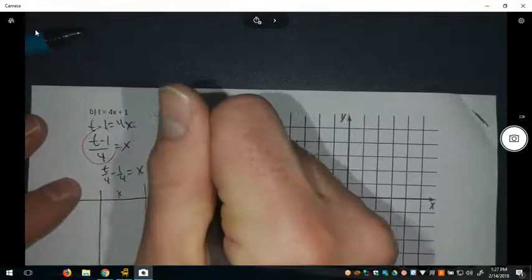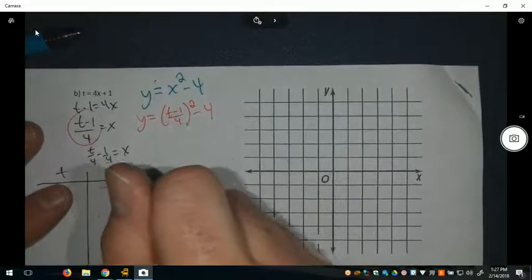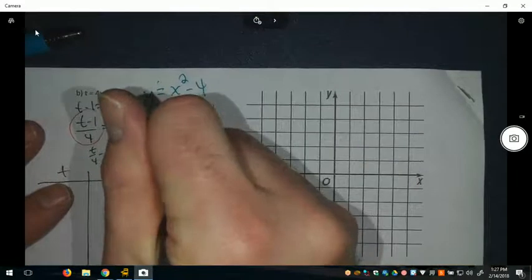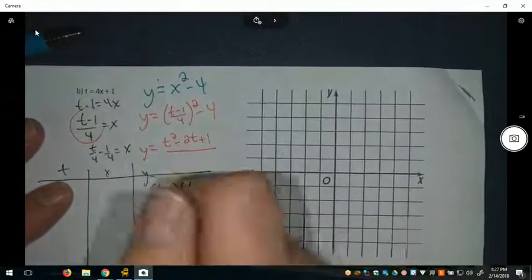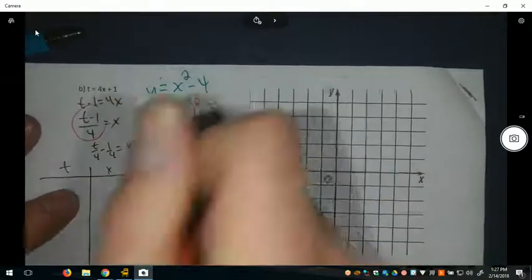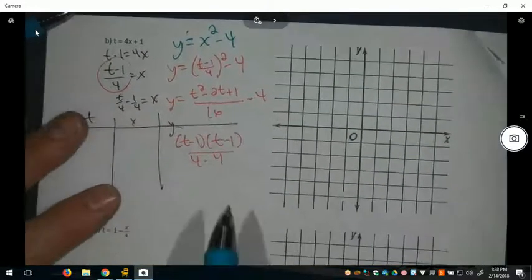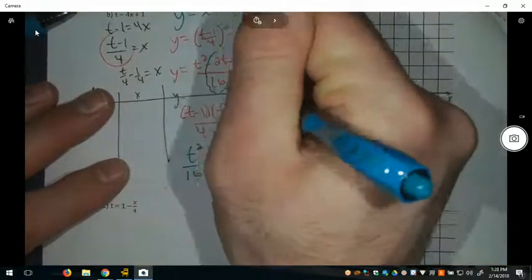plugging this back in. So I have to plug that in for x. So that is (t minus 1 over 4) squared. Well, (t minus 1) squared is t minus 1 times t minus 1, which is t squared minus 2t plus 1. And 4 squared is 16. I do need to separate these because I have a fraction, but I have a bunch of pieces up here that can be separated. So that's t squared over 16 minus 2t over 16.